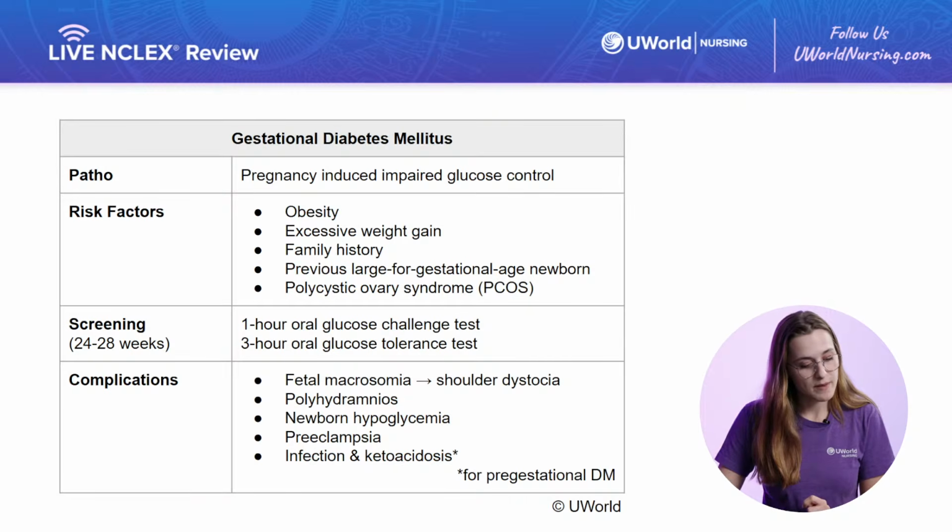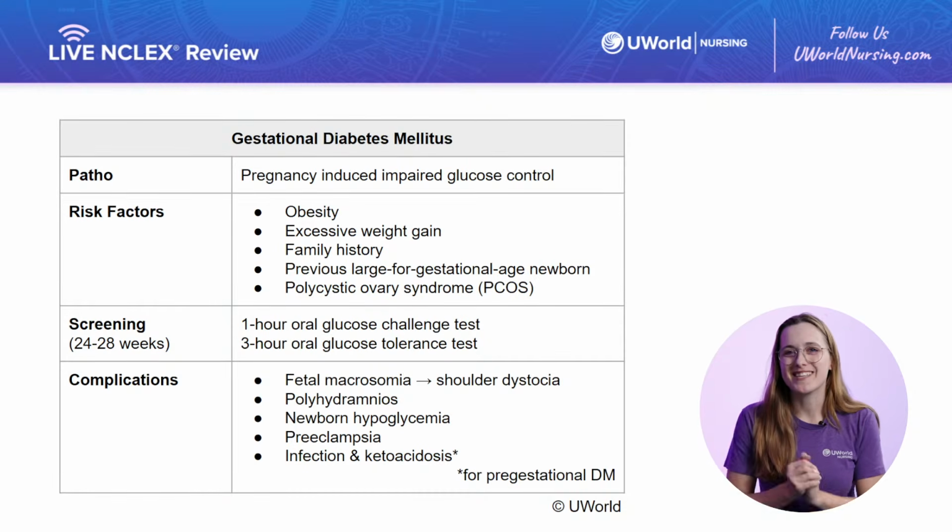Okay, someone said macrosomia. Good job. All right, someone said C-section risk. Other people are saying macrosomia, infection. All right, good job. Shoulder dystocia, preterm birth, preeclampsia. You guys are killing it. So let's talk about these complications.